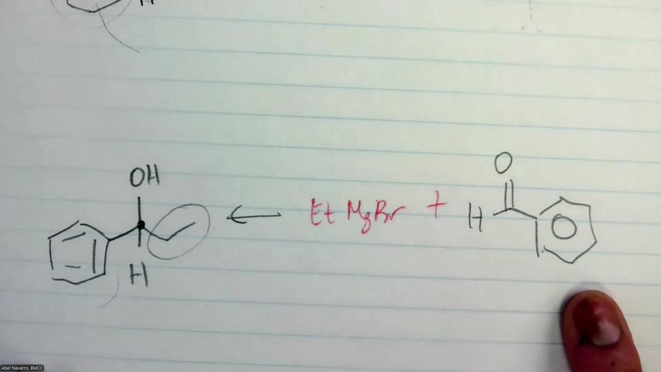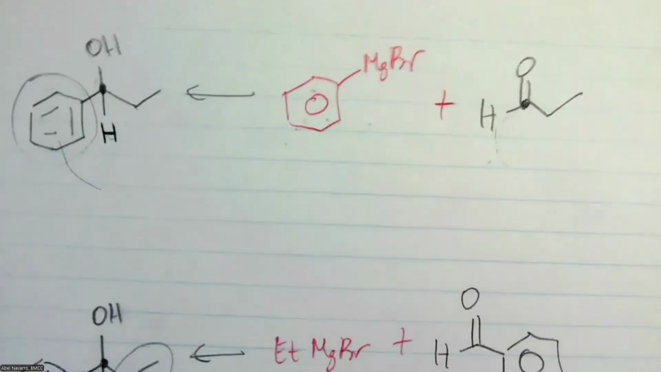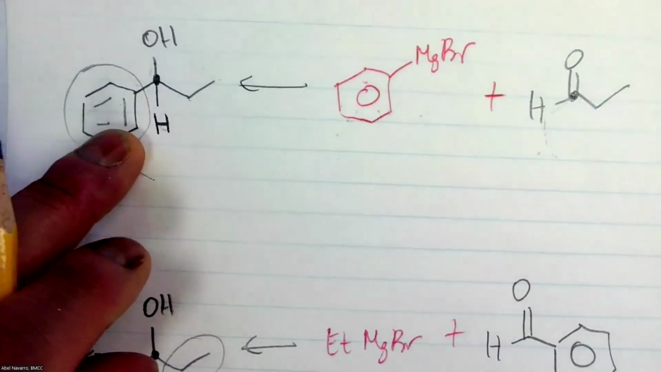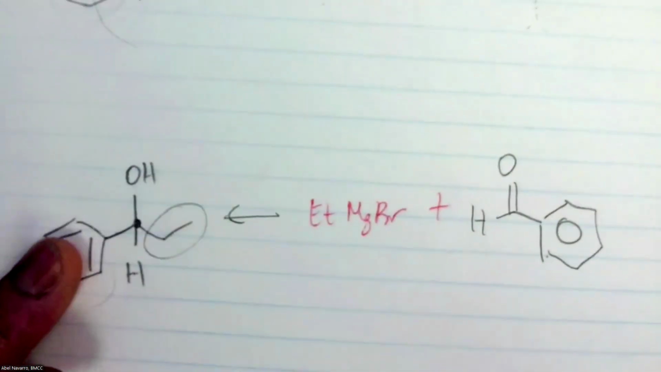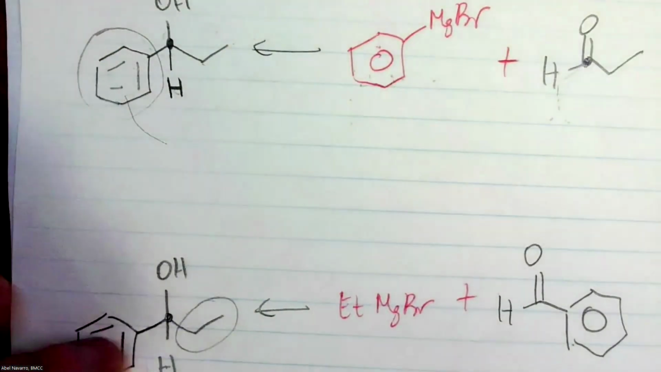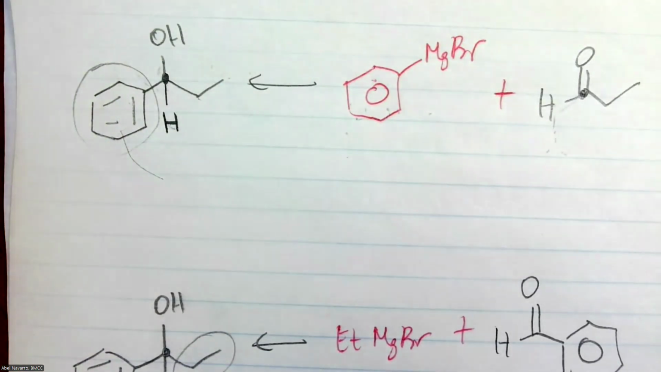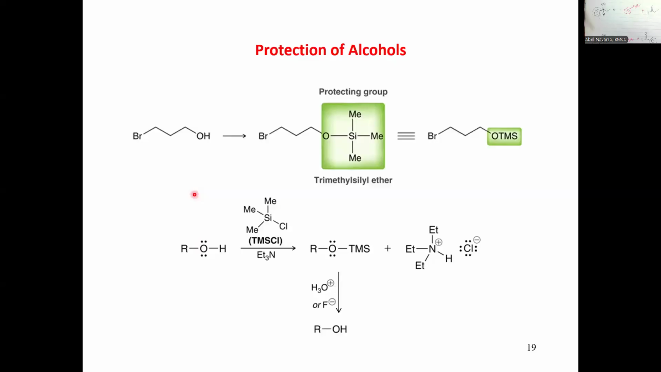That's it. Okay, so those could be the two options for how to synthesize this particular secondary alcohol. Those are examples of how to make a tertiary alcohol using Grignard reagents. Right, so let's continue now with the next slide.